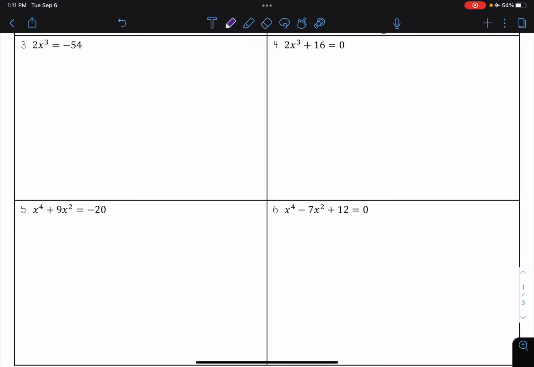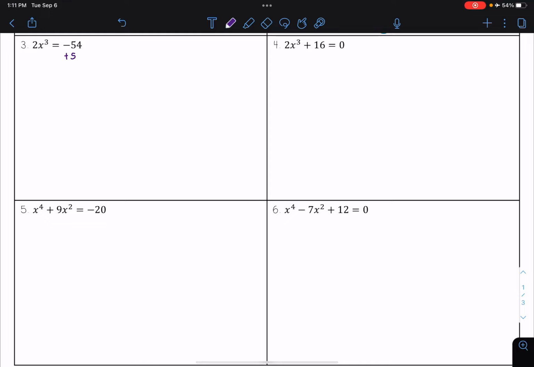So this next problem I have, 2x cubed is equal to negative 54. It's tempting here to go ahead and just divide by 2 and then take the cube root. However, you'd be missing two solutions that you can have. So for this one, I'm really wanting to factor it.